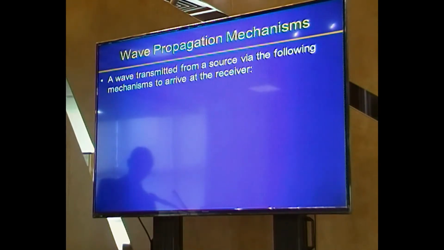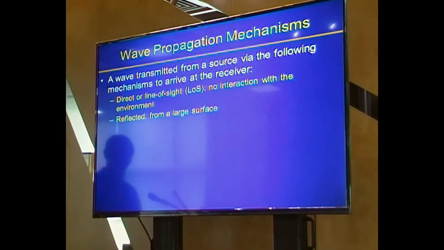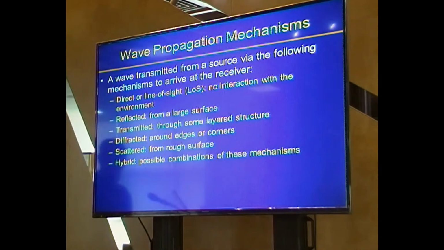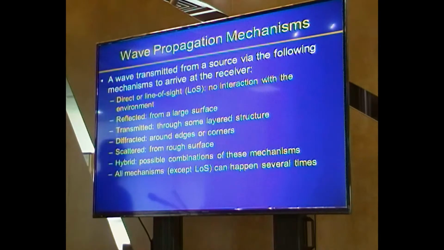So the wave transmitted from a source can go from one location to another based on different mechanisms. Here, like a direct ray, without any interaction with the environment, and reflected, transmitted, we saw that before, diffracted around the edges or corners, and scattered, which means that the surface is rough. And also the combination of all these mechanisms. Some rays go through reflection and then transmission and then diffraction. That kind of combination is possible. And also all the mechanisms can happen several times. It can be reflected many times.